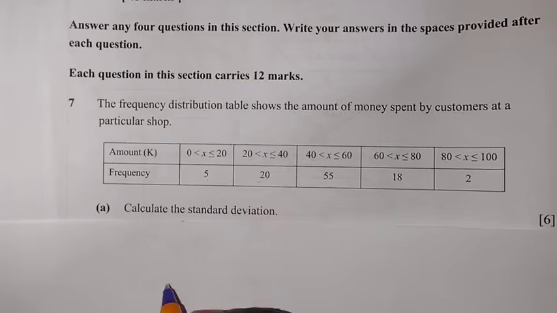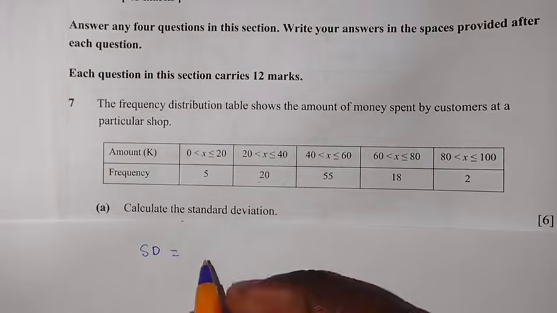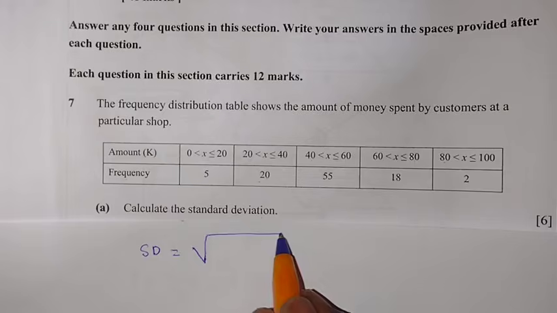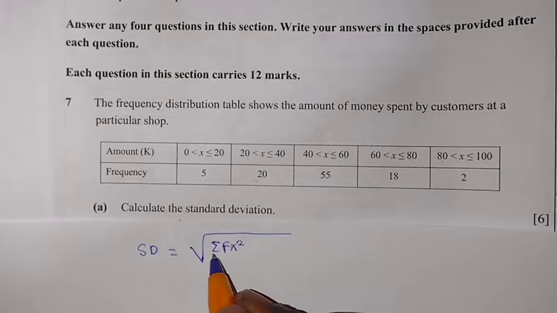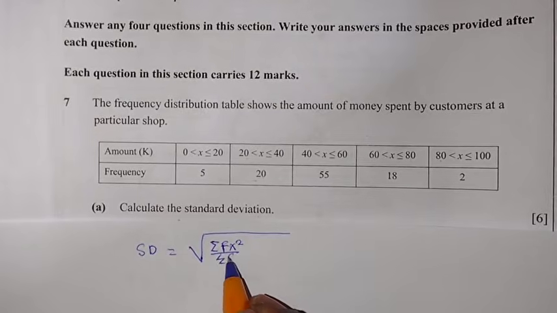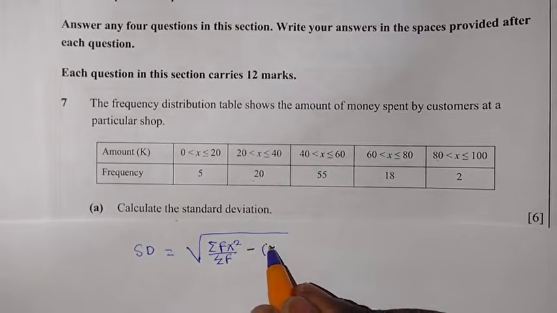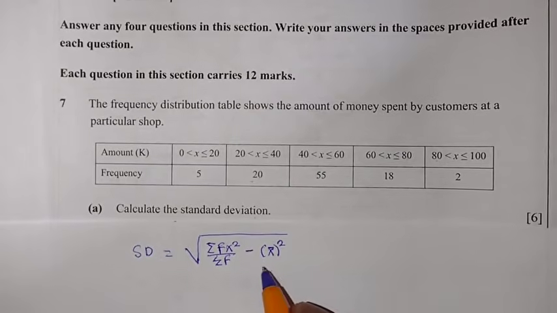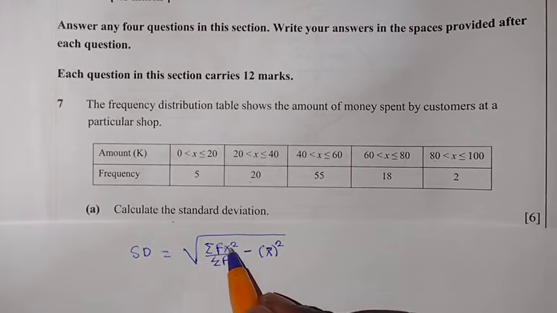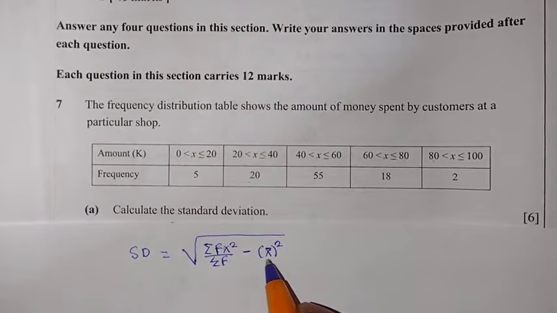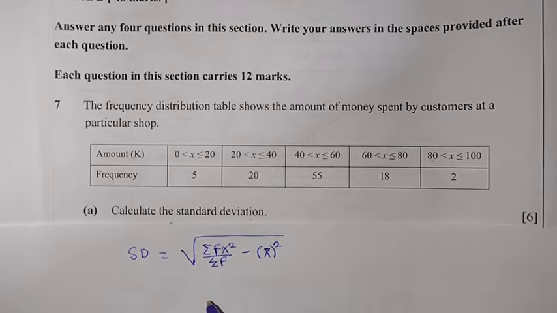We know that to find the standard deviation, this is the formula that we must use. Standard deviation is equal to the square root of the summation of fx squared divided by the summation of f, minus the mean squared. So this is the formula. On this formula, you notice that we have fx squared, we also have f, and we have the mean. So we are going to draw a table. Remember, we are answering this using the table method.